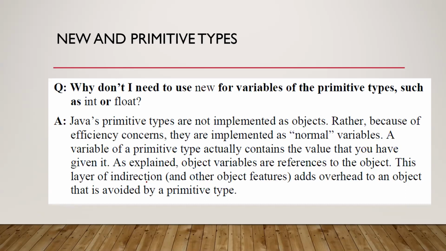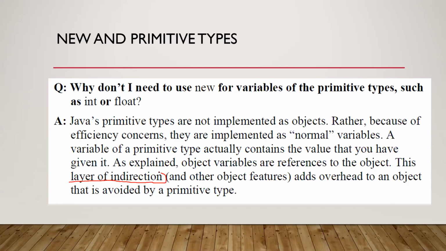So Java's primitive types are actually not implemented as objects, okay? Though there are wrappers around them, so you can actually create them as objects, but we don't typically do it because of efficiency concerns. They are implemented as normal variables. When you create a reference to it, then through the reference you actually access it. So what happens is that it adds a layer of indirection, okay.